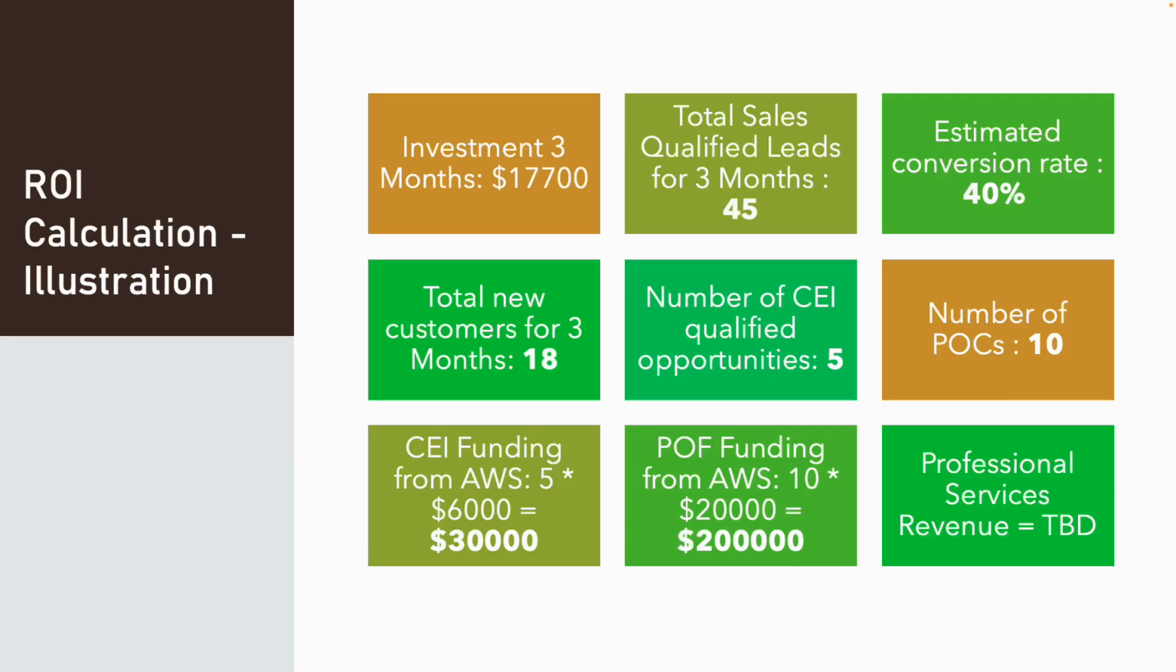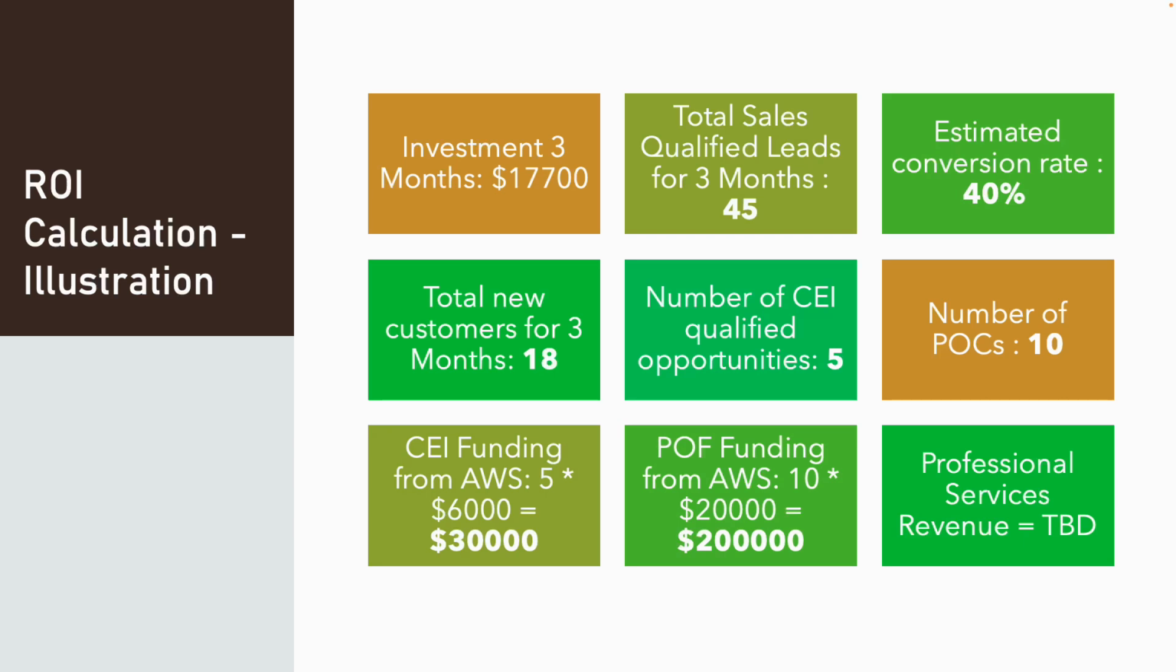So how does it look? Let's say you took an investment of 3 months for the sales as a service option, and you spend $17,700, and for the 3 months you get 45 sales qualified leads. Let's say you converted 40% of them by speaking with them. So the total number of new customers for 3 months that you get is 18. Let's just say among them, sorry, five are greenfield opportunities, and you are able to do 10 POCs out of the 18 opportunities, right?